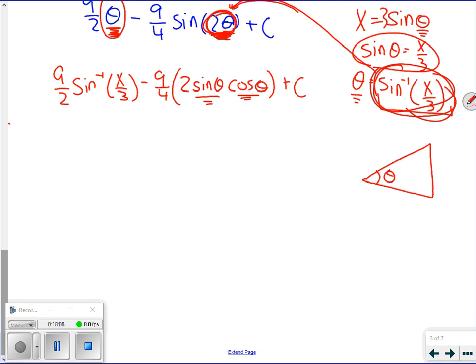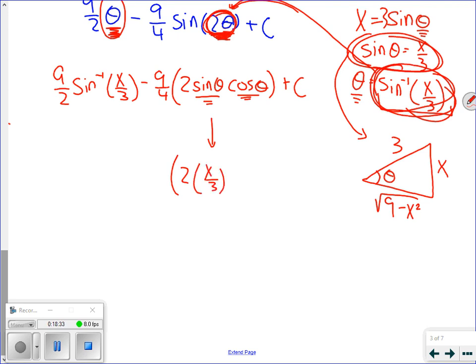Right? Remember how we drew that triangle? Opposite is x, hypotenuse is 3, and we have the square root of 9 minus x squared. I just used my trig ratio here to redraw that triangle. So what is the sine of theta? Well, the sine of theta is opposite over hypotenuse, or x over 3. What is cosine of theta? Well, that's adjacent over hypotenuse, or the square root of 9 minus x squared over 3, plus C.